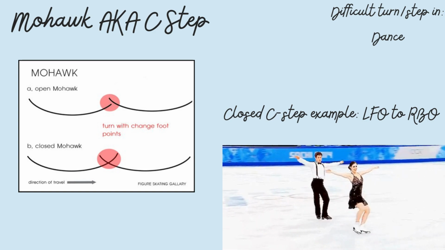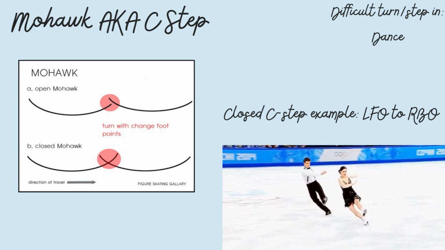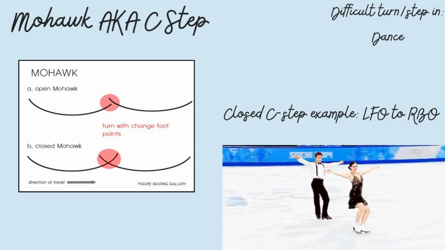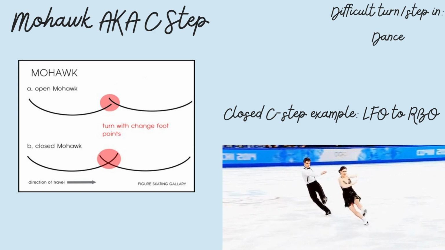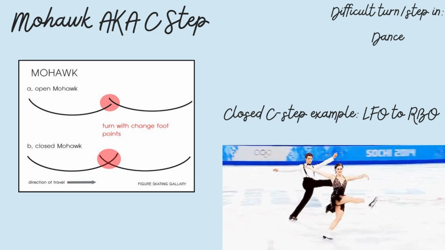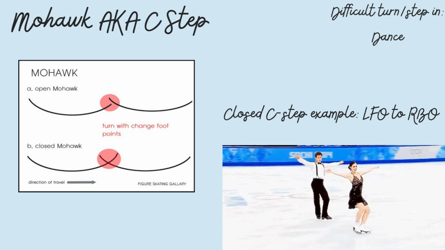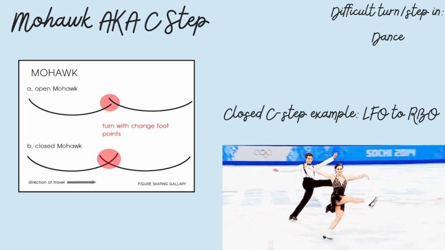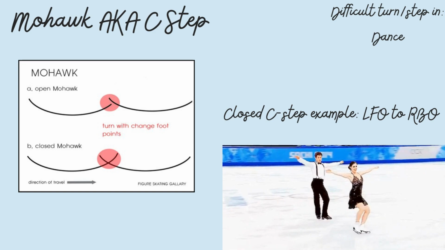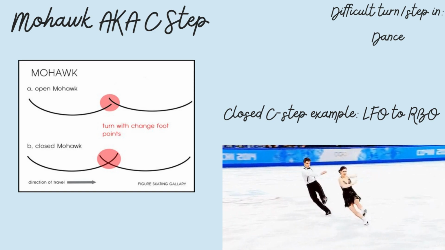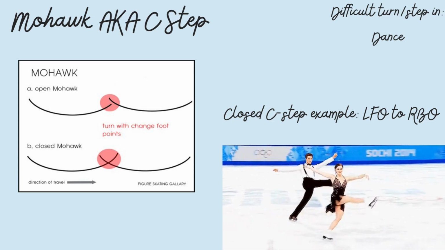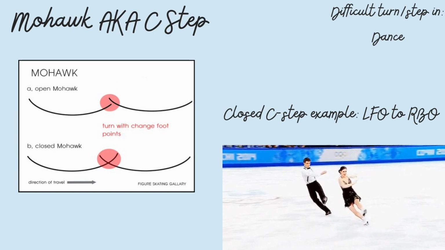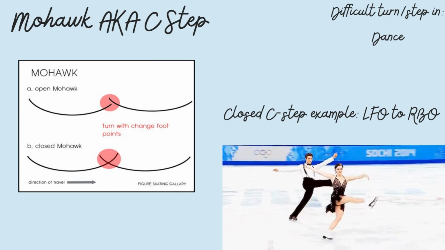Again, the skater changes feet with this step and the direction, but they maintain the same edge, which separates it from the S step. So a skater starting on the left will finish on the right, and starting forward will finish backwards, but if they are on, for example, the outside edge, as in the GIF with Tessa and Scott, then they will finish on the outside edge. It's called the C step because of the ice mark that you can see on the screen, and you can have an open or a closed conformation.